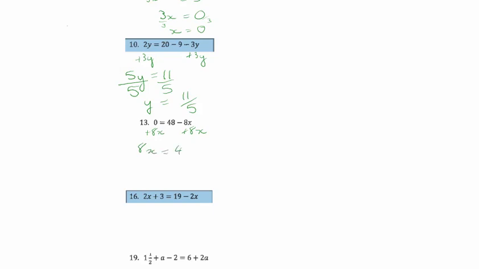Now ask myself, what am I doing to the x? I'm multiplying it by 8. What's the opposite of multiplying by 8? Dividing by 8. Where must I divide by 8? On both sides. So therefore x is equal to 6.